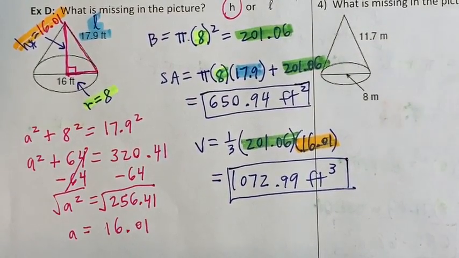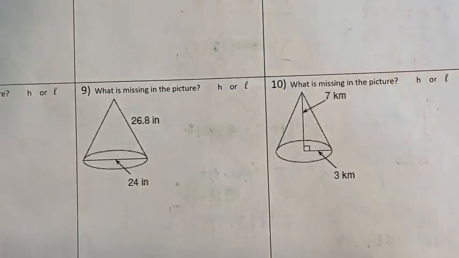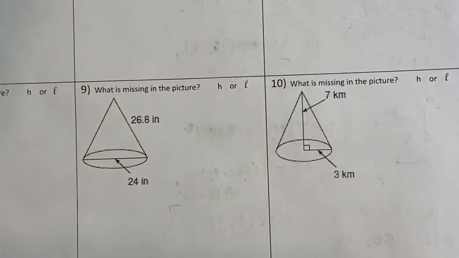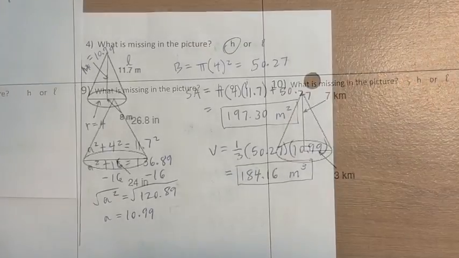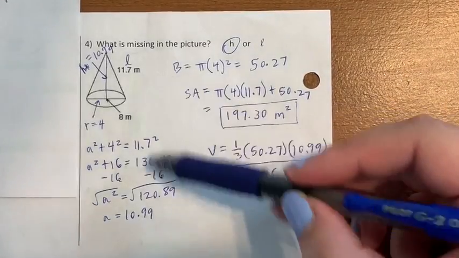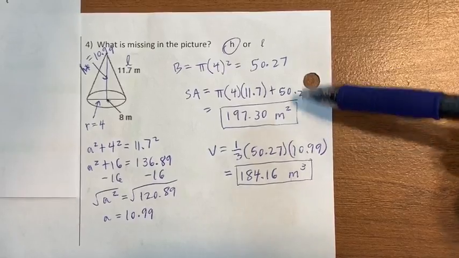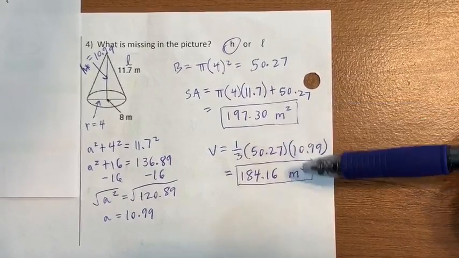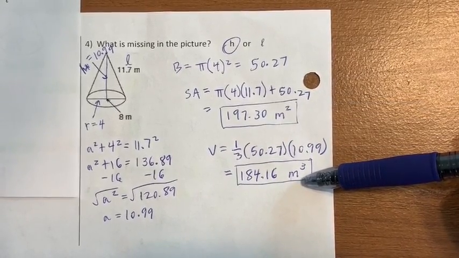And at this time, actually, I would like for you to work on U-tries 4 through 10. So these are all different problems kind of jumbled up. So give them a try and click play when you're ready to see the answers. All right, here's all of my work written out for U-try number 4. And you can see my final surface area and volume measurements.